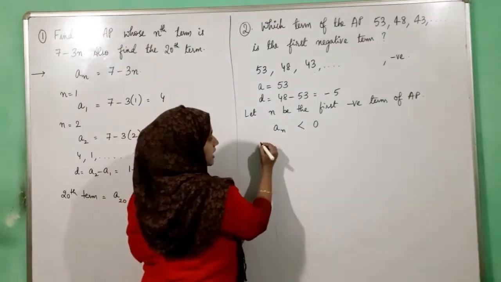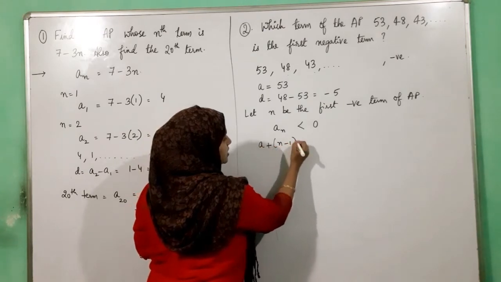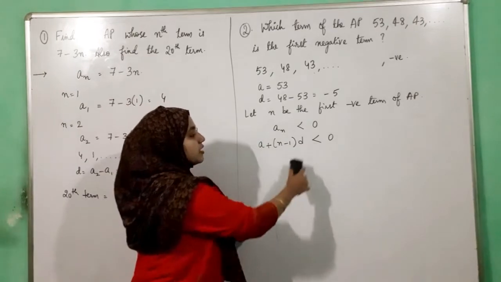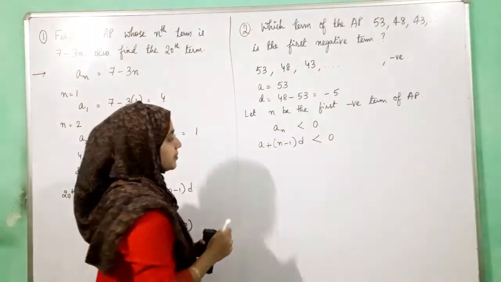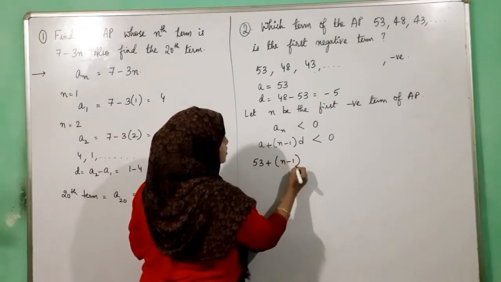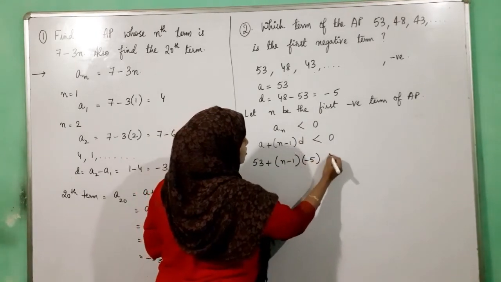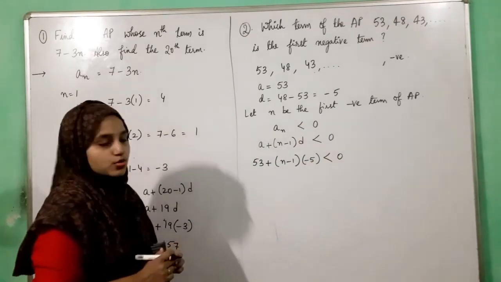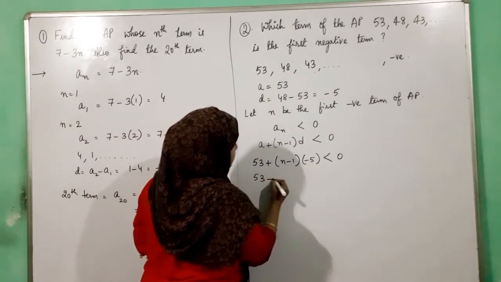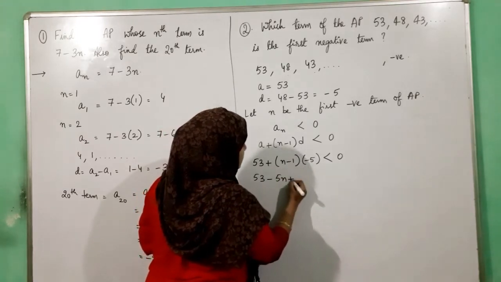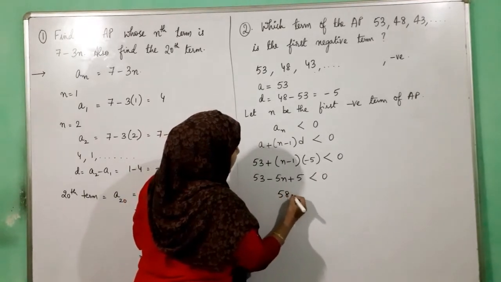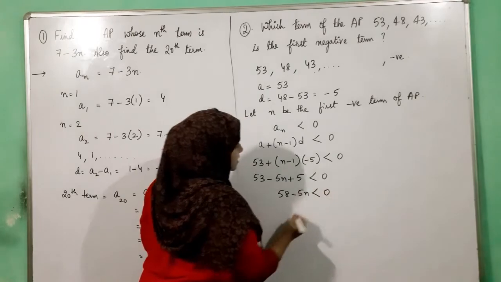So now what is a_n? a_n is a plus (n minus 1) into d. It should be less than 0. What is that value of n for which my nth term is a negative number? Okay. So a is 53. I will put the values now. 53 plus (n minus 1) into minus 5 should be less than 0. Now I will open this. 53 plus into minus, minus 5n, minus into minus plus 1 into 5 is 5. So 53 plus 5 will become 58 minus 5n is less than 0.